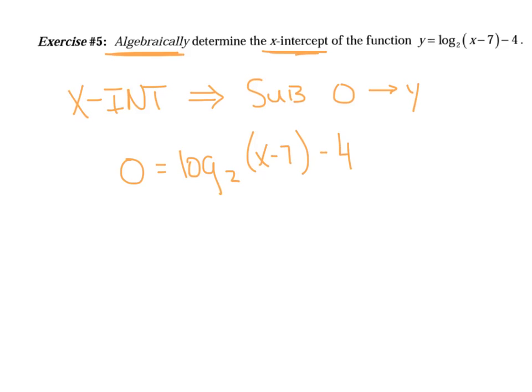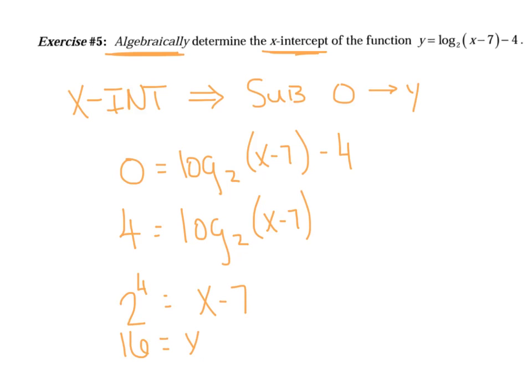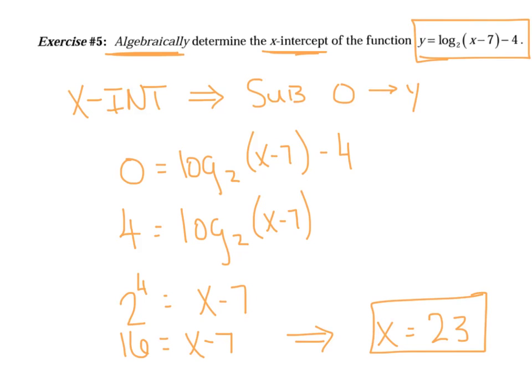I think once we did this, you guys are certainly capable of solving this one on your own. We're going to add the 4 over. In other words, we are isolating the logarithmic expression. Now I'm going to convert it. I'm going to go around the world. I'm going to say 2 raised to the 4th equals x minus 7. 16 equals x minus 7. And therefore, x has to equal 23. That would be your x-intercept if you graphed this function right here.